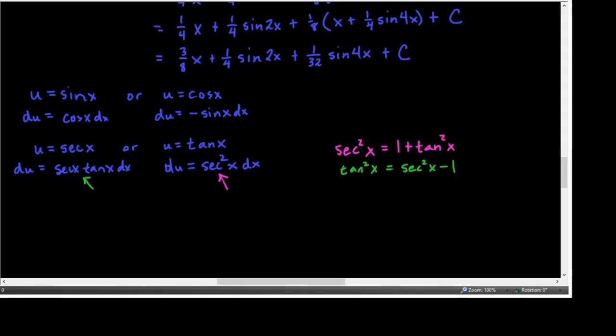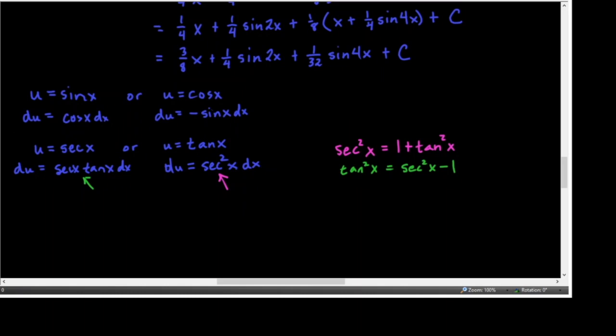3, when there are no secant factors, so it's just a power of tangent, and that power of tangent is even and positive, convert a tangent squared factor to a secant squared factor. Okay, that's going to be using what I wrote there in green. Take one of the tangent squareds, and do that, and then expand and repeat as many times as you need.